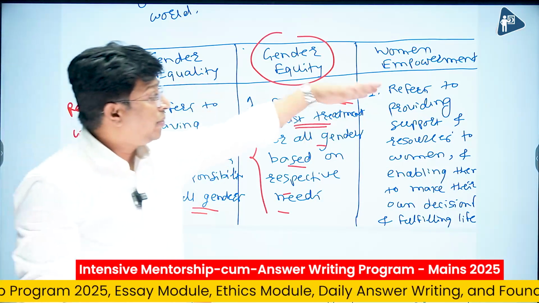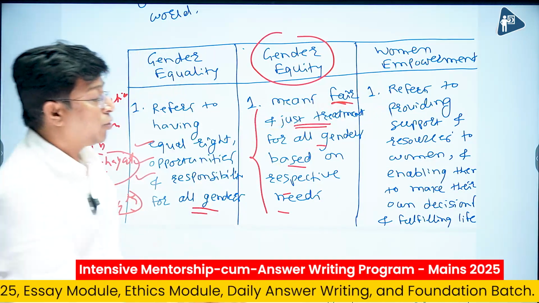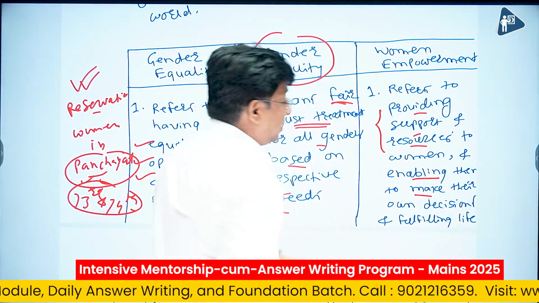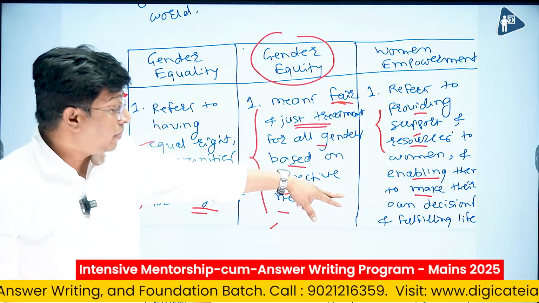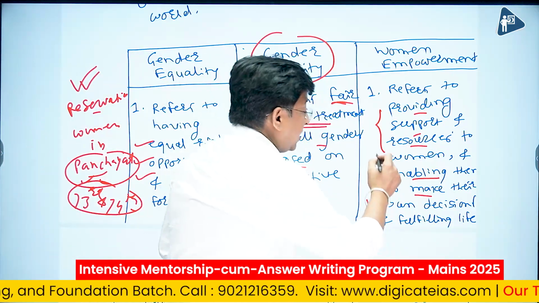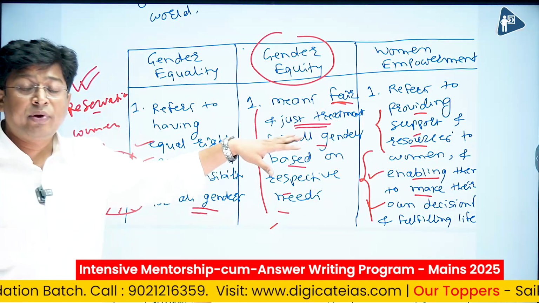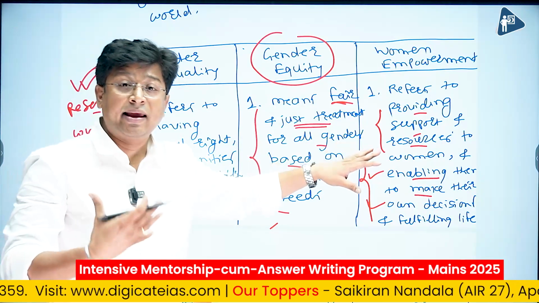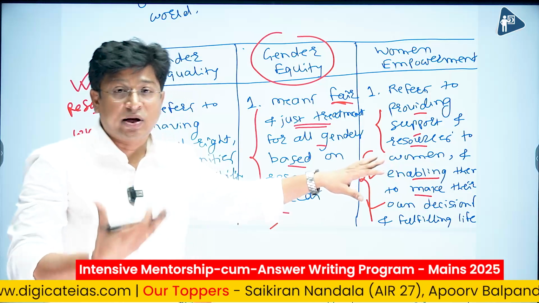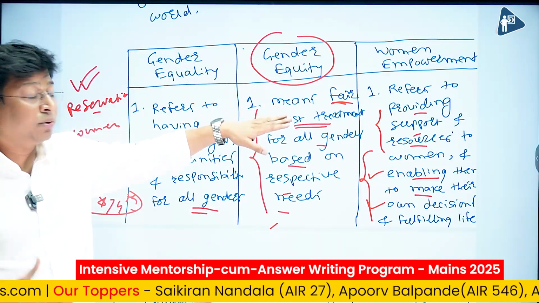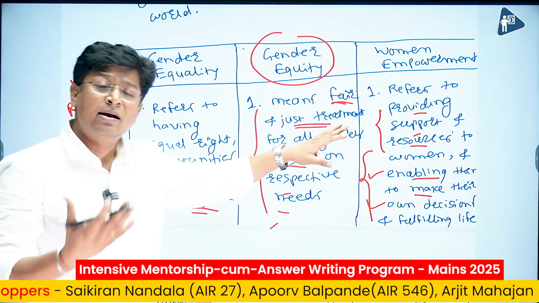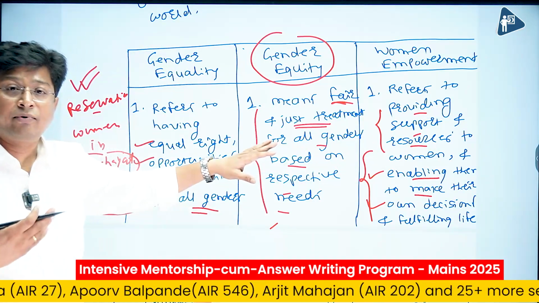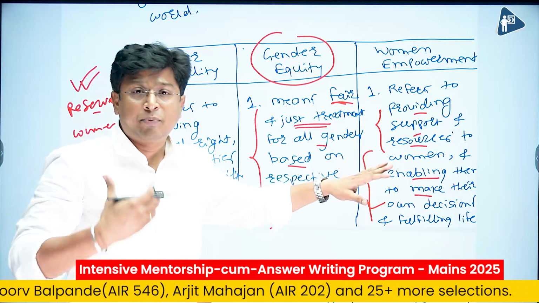Now what is women empowerment? Women empowerment is providing support and resources to women to enable them to make their own decisions and make their own lives fulfilling. Through women empowerment, we make women capable enough that they can take their own decisions and make their own choices. These decisions and choices are from all spheres of life, for example choosing a partner, entering into politics, or taking up any profession or job.